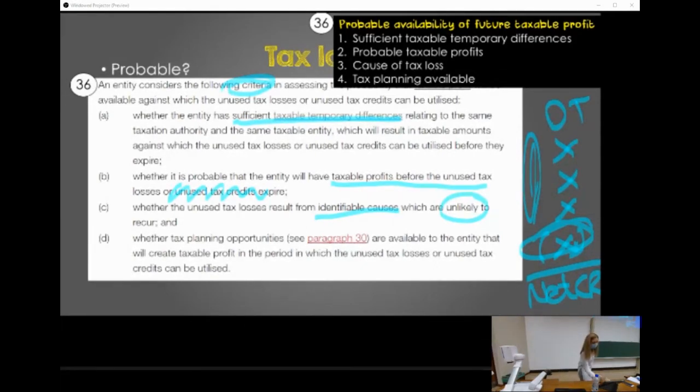And lastly, whether there are any tax planning opportunities available to the entity that will create taxable profit. So even if things are not going that well, we've got some tax planning opportunities that we can use in future, which will enable us to use that unused tax loss. So these are the criteria that we look at. Paragraph 36, look into it, you guys as well. It's an important paragraph to know when you can recognize a tax loss or not.